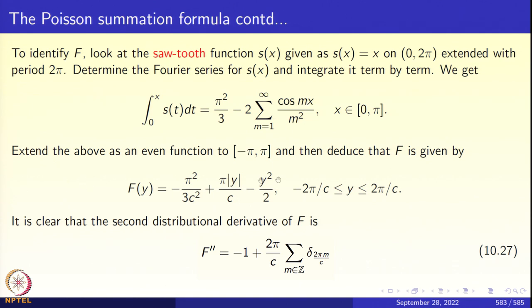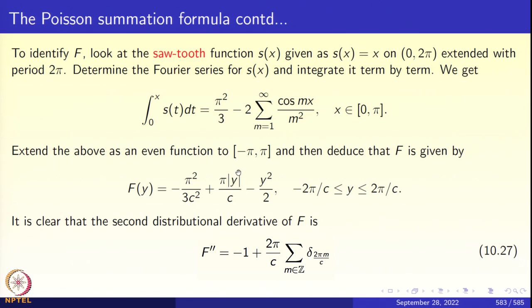I want to take the second derivative, remember? But I have to take the second derivative in the sense of distributions. The constant term will disappear. When I take the distributional derivative of minus y squared by 2, I'm going to pick a minus 1. What is the distributional derivative of mod y? It is the Dirac delta, and it will be weighted by 2, twice the Dirac delta. So you get 2 pi by c into the Dirac delta at the origin.